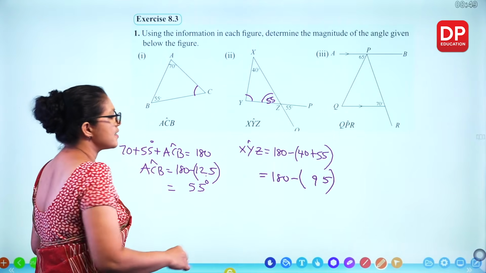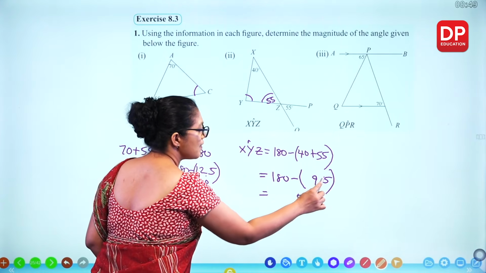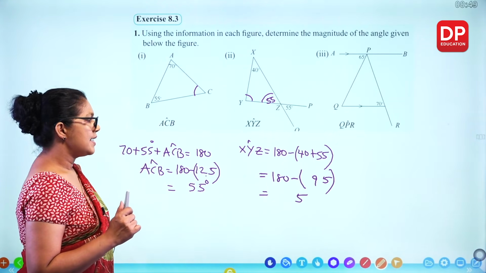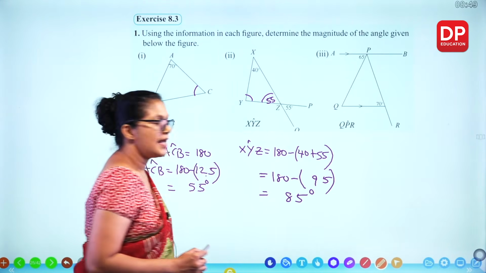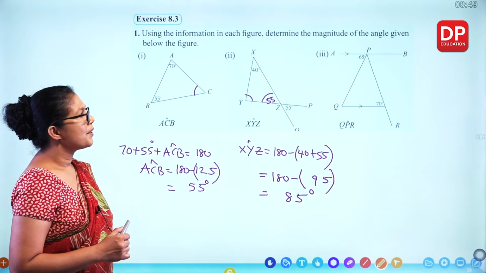When you subtract these two, you get 5, 5, 10, 1 remaining. This is 10 and 18. So here 85 degrees for that one.